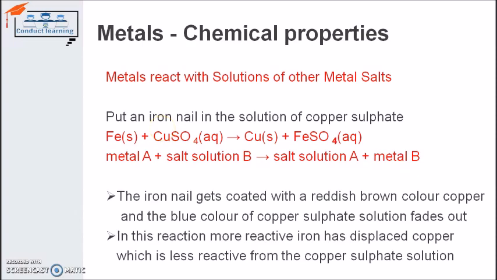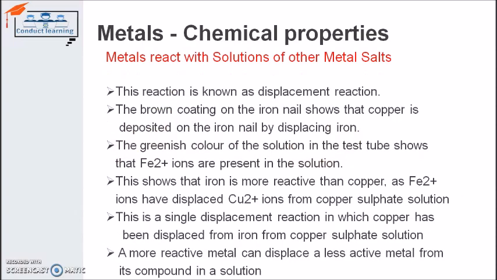So that's why it's a single displacement reaction. This reaction is a displacement reaction. The brown coating on the iron nail shows that copper is deposited on the iron nail by displacing iron. So the color of the iron nail is getting changed to brown, as we discussed, and it is showing that copper is deposited on the iron nail by displacing iron. The iron is getting displaced, so that's why it is coated with the brown color.